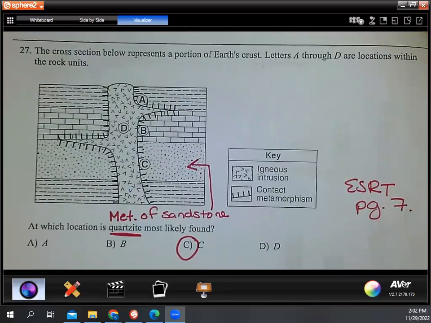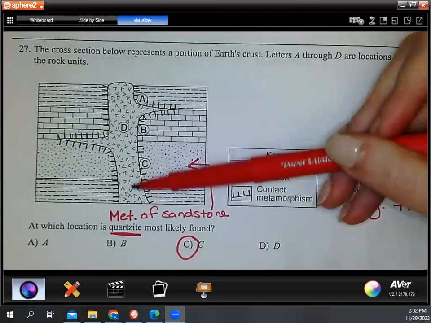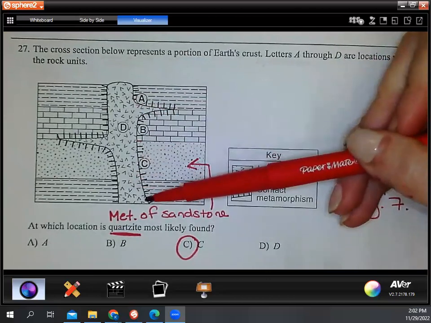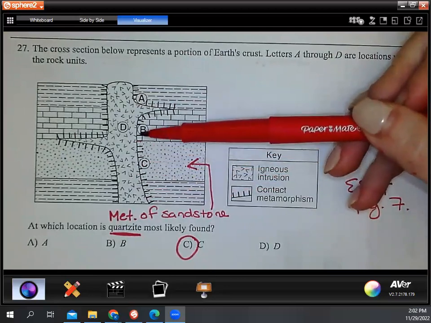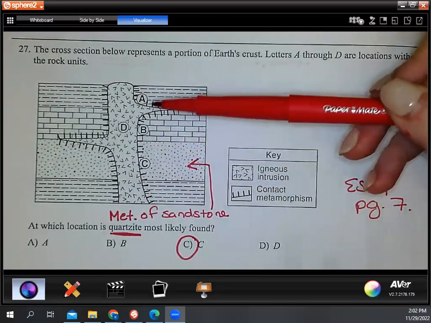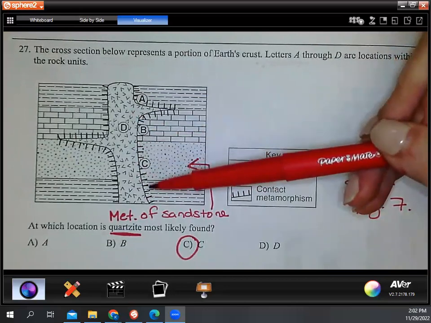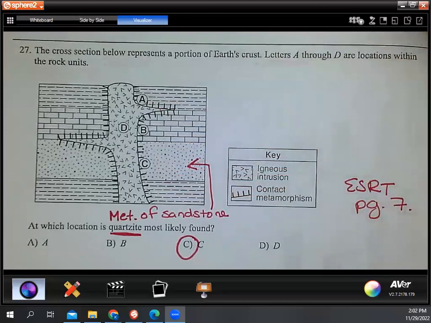27, the cross-section below represents a portion of Earth's crust. Letters A through D are locations within the rock units. So they give us a key here. They say this is igneous rock. They show us these little hairs coming off of it. These represent contact metamorphism. So that's where the heat and the pressure from the igneous rock changed these rocks that are nearby into their metamorphic version.